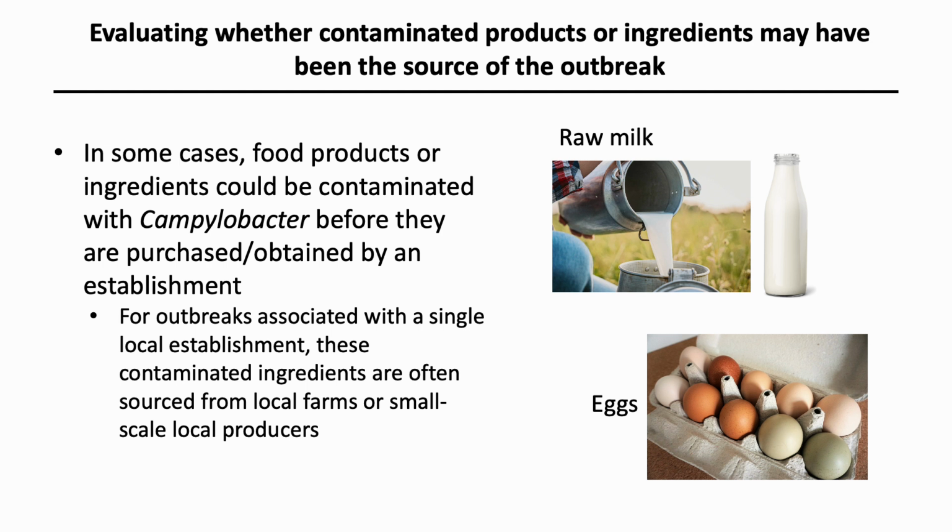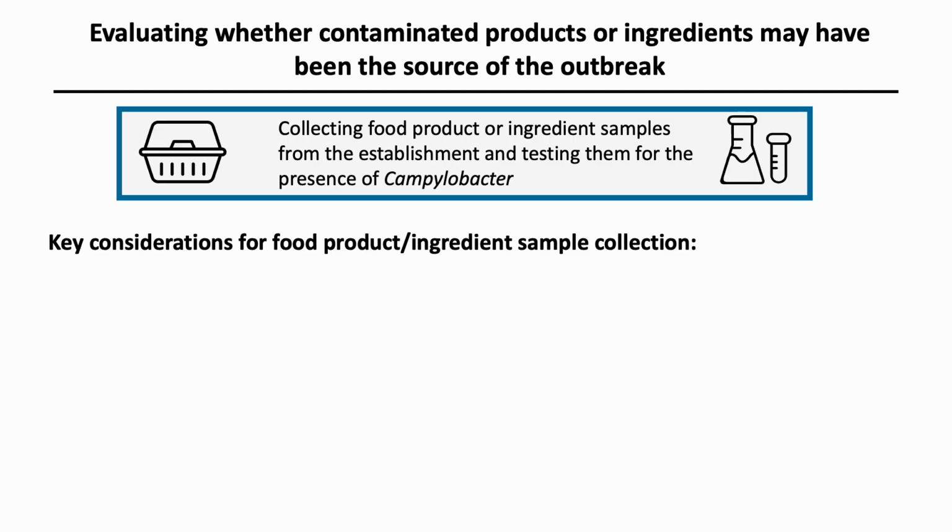Examples of some of these food products or ingredients that might be at high risk for contamination with Campylobacter before they arrive at the establishment include raw milk and eggs, particularly if they are sourced from local farms. To evaluate whether contaminated food products or ingredients may have been the source of the outbreak, environmental health investigators may want to collect select food product or ingredient samples from the establishment and test them for the presence of Campylobacter.